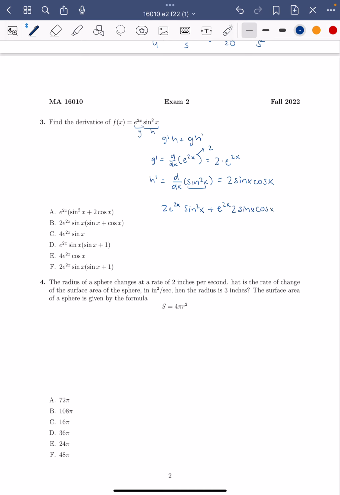As we can see from the answers, what we have right now isn't quite formatted to be an answer. But we see a lot of these parentheses with common terms outside in almost all these answers. So let's go ahead and try to find common terms. We can see that 2 e to the 2x and sine x are common things between the two terms. So if we take those out, we would get 2 e to the 2x sine x times sine x plus cosine x. This matches up with one of our answers. This gives us the answer of B.